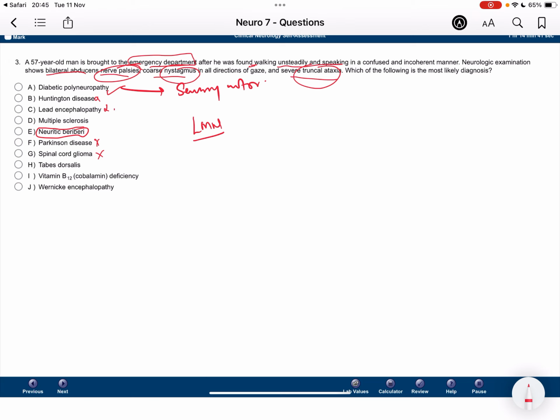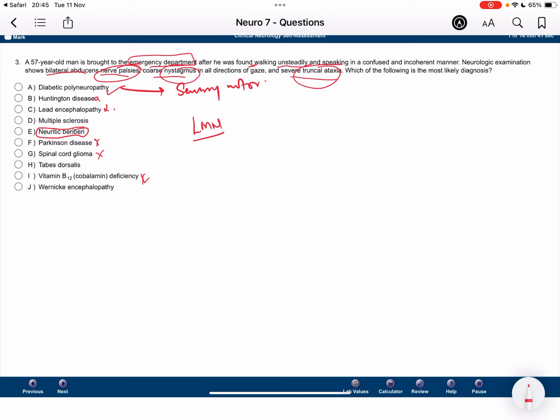Next, we talk about vitamin B12 deficiency. Whenever there is vitamin B12 deficiency, I would like to think that the patient has got loss of proprioception and vibration. It is not usual to have bilateral abducens nerve palsies in patients who have vitamin B12 deficiency.